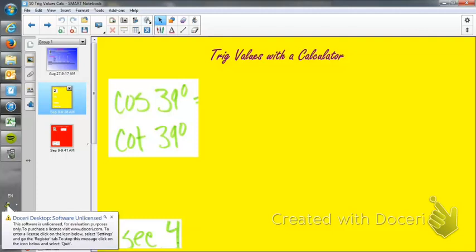Alright guys, today what we're going to be doing is finding some trig values, and we're going to do this a little bit differently. This time we're going to actually use the calculator to find some of these because we can't find them exactly. So the very first one we're going to find is just the cosine of 39 degrees.